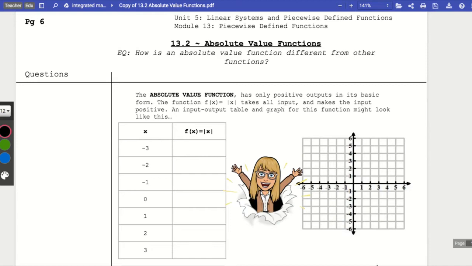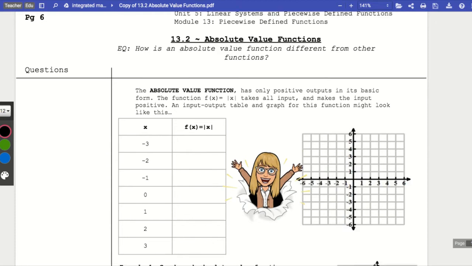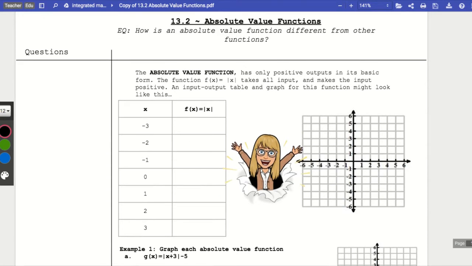So we're going to look at the absolute value function in its basic form, make some observations, and then use that to guide us for our next examples. So let's go ahead and jump into it.